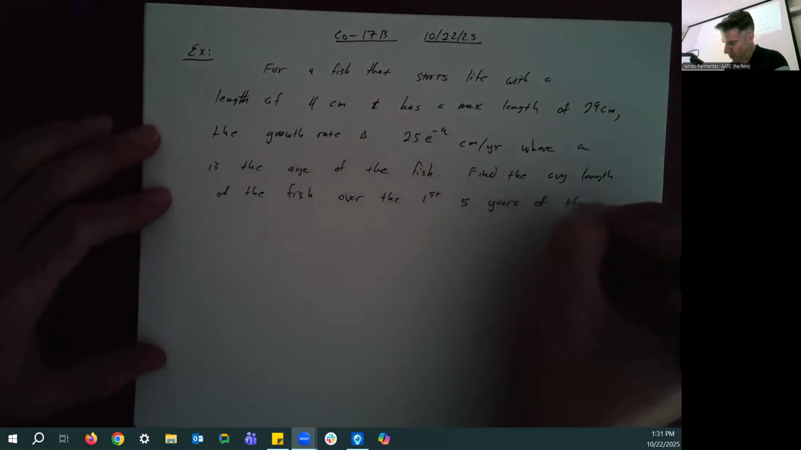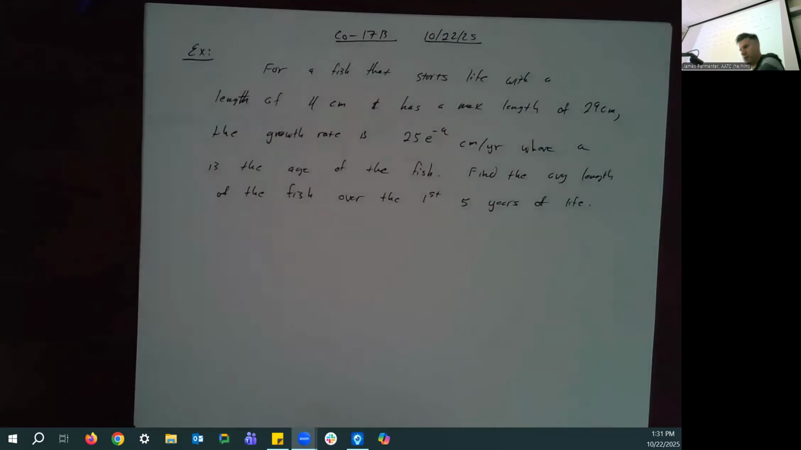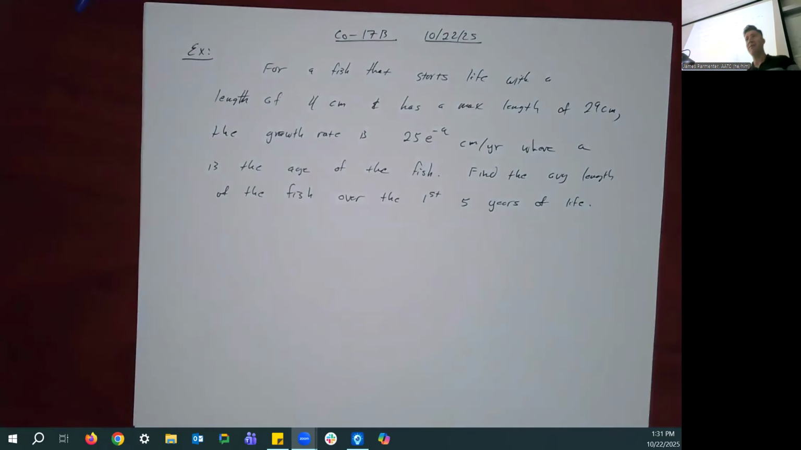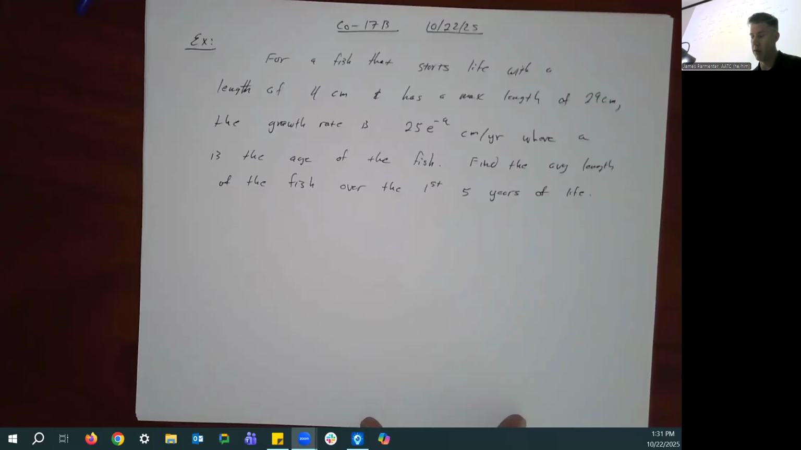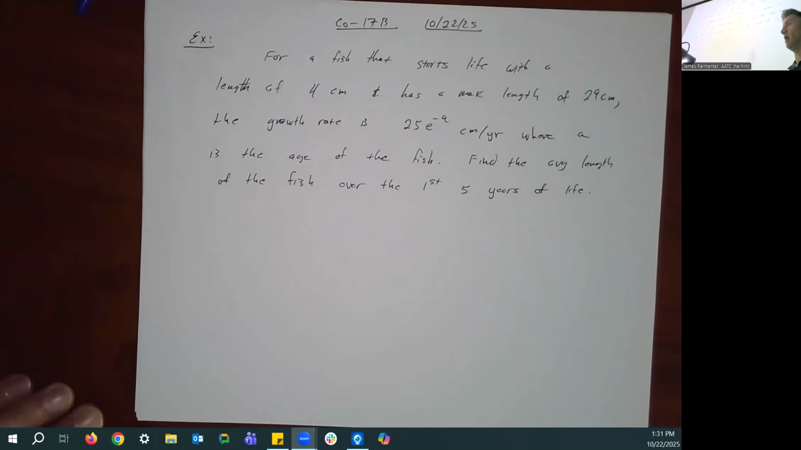Now, one point I'll make here. One thing I find annoying about this problem is they use A when we always use T for time, but they're using A for age. So A is the variable, not T. Oh well.